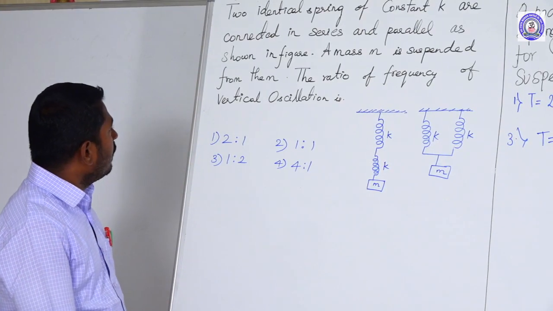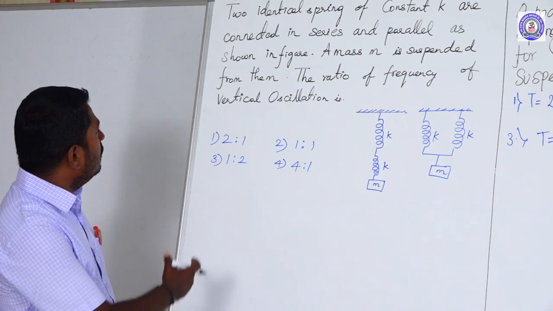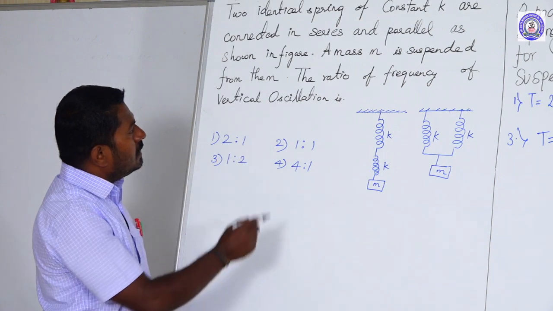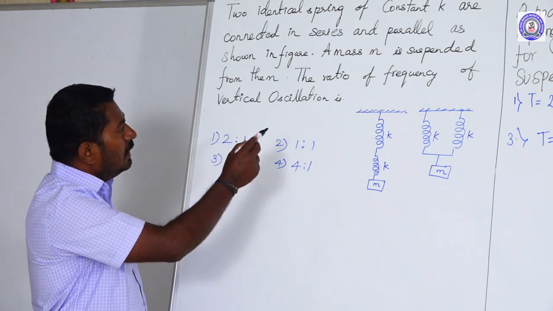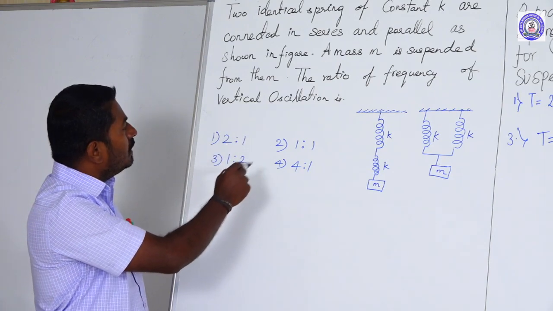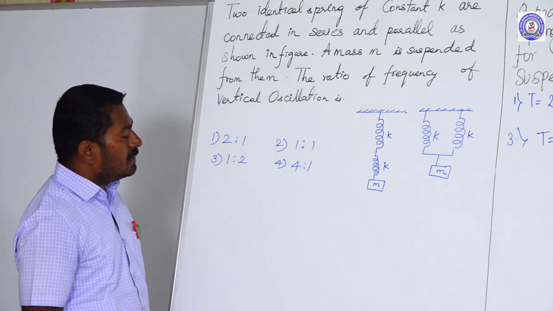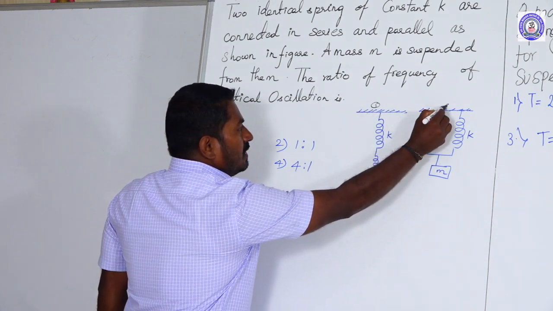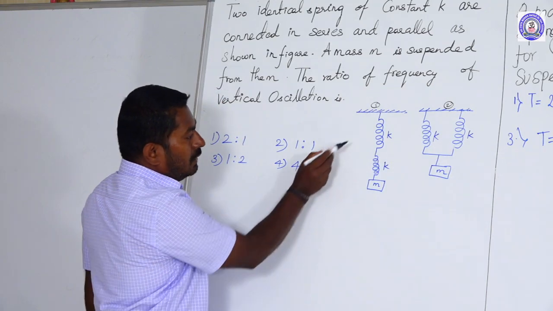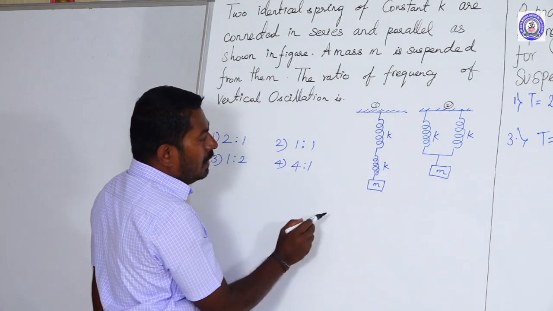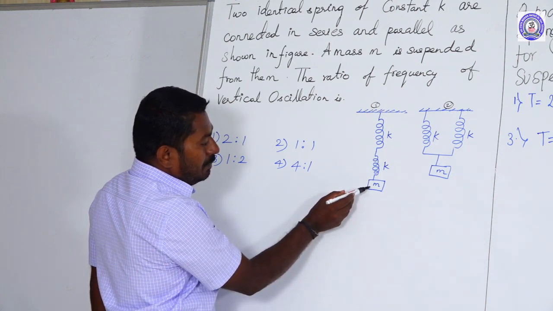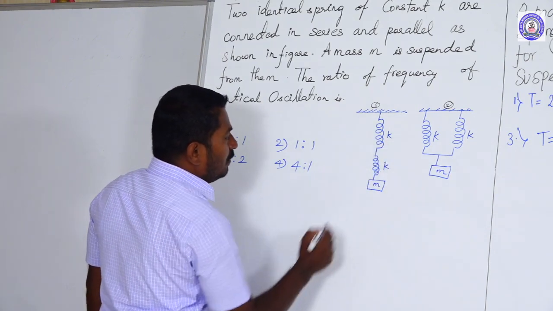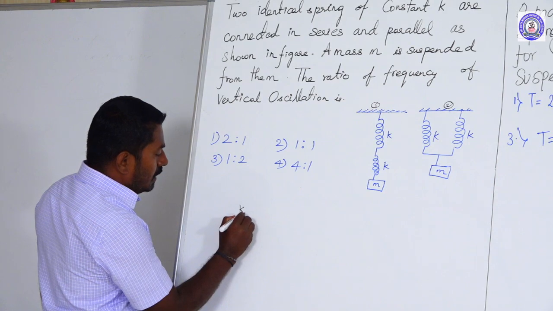So next, another problem. Two identical springs of spring constant K are connected in series and parallel as shown in the configuration. A mass m is suspended from the mean position, then find the ratio of frequency of vertical oscillation. See the diagram. This is the first configuration, and this is the second configuration. In the first configuration, both springs have the same spring constant, loaded with the mass m, and the springs are connected in series.